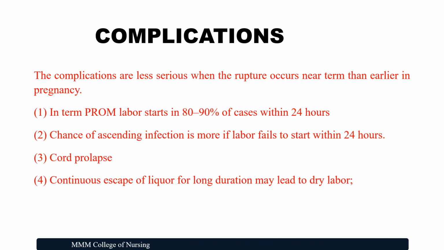What are some of the complications? The implications are less serious when the rupture occurs near term than earlier in pregnancy. In term PROM, labor starts in 80 to 90% of cases within 24 hours. PROM is one of the important causes of preterm labor and prematurity. Chance of ascending infection is more if the labor fails to start within 24 hours.